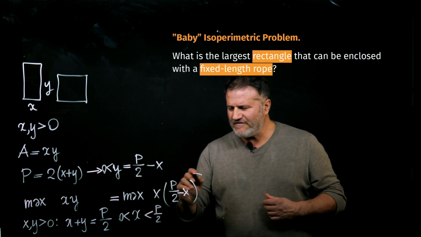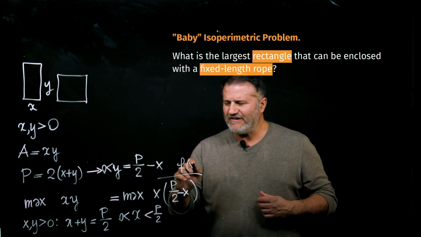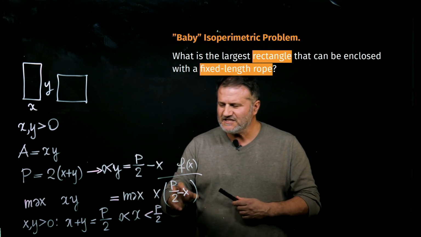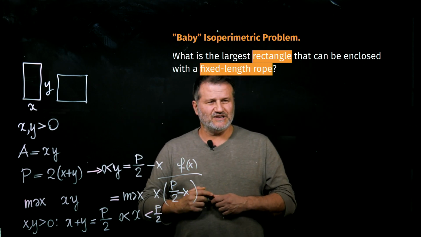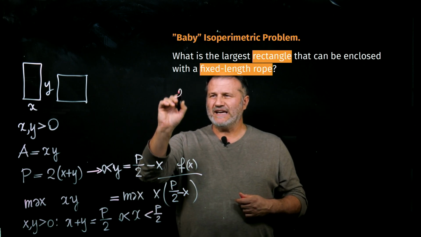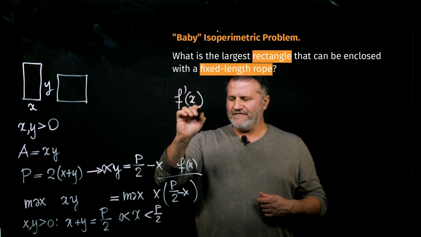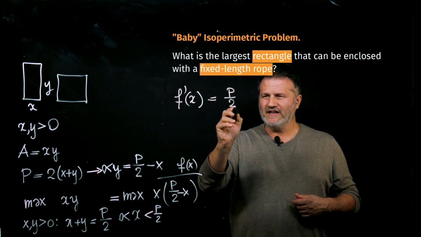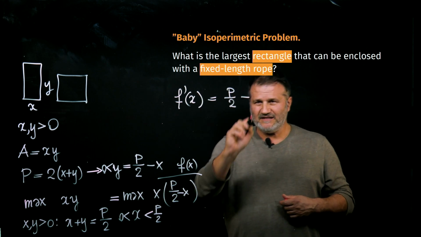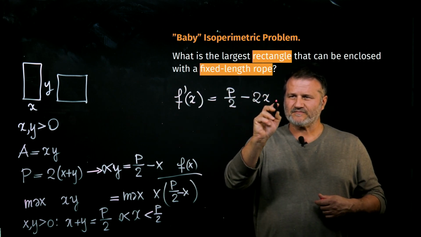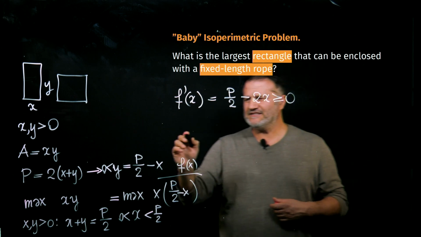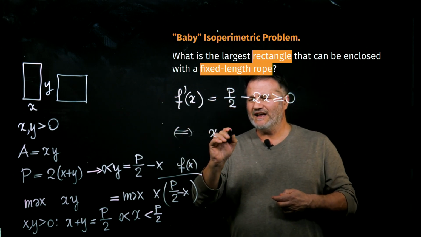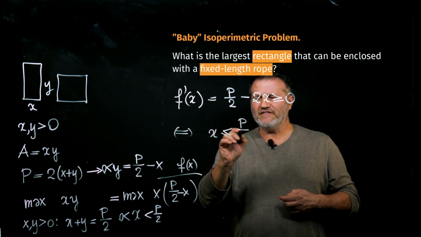So now here we have a function of one real variable that has to be maximized on this interval. So it is at this stage that we can use the differential calculus to solve this problem. We can compute the derivative of f, which is equal to p half minus 2x, since the derivative of x squared is 2x. So this is greater or equal than 0 if and only if 2x is less than p half, so x is less than or equal to p over 4.